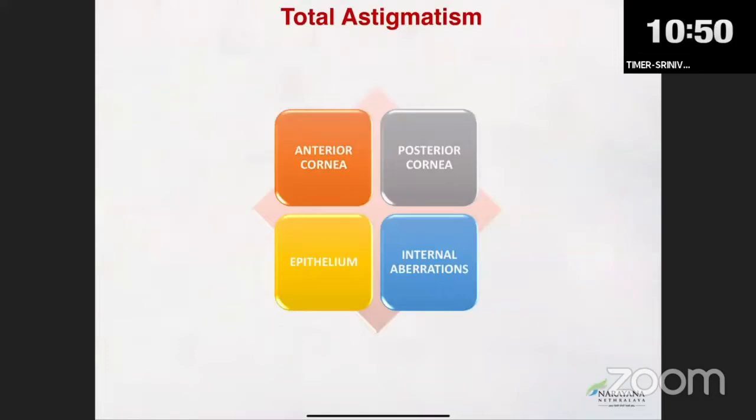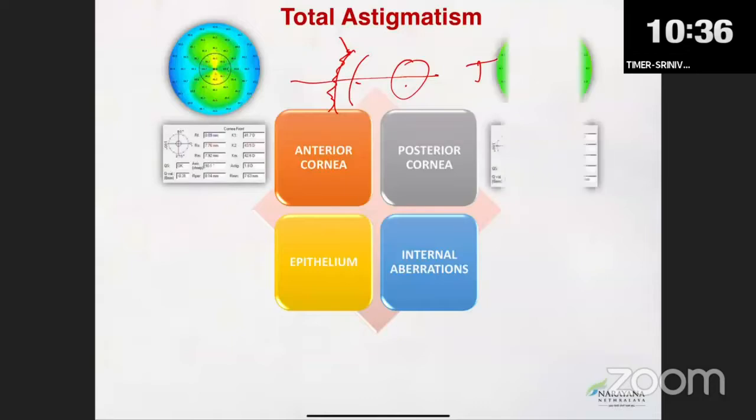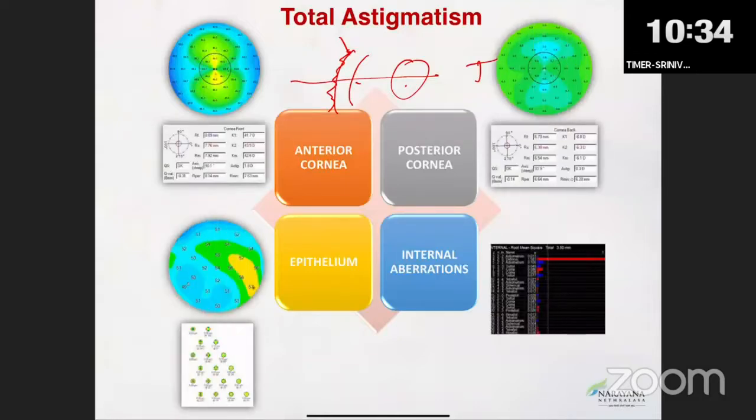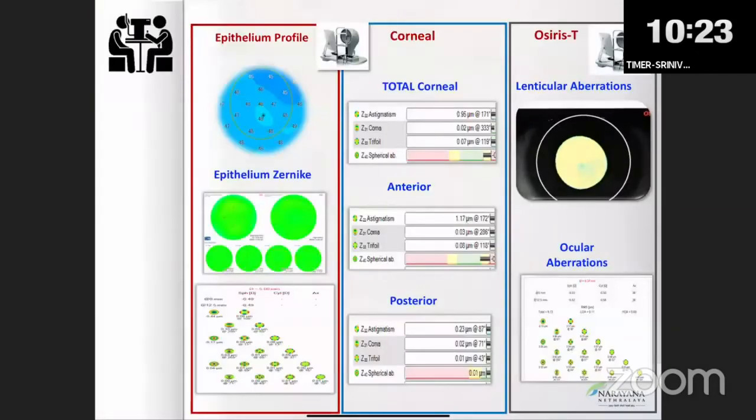What is total astigmatism? The anterior cornea, the posterior cornea, the epithelium, the internal, and your lens. All this makes up the total. It includes the epithelium also, and the lens and everything else. This is a simple example of this: the anterior corneal, the posterior corneal, look at the axis, and the internal is the lens. Even the epithelium contributes to the cylinder.